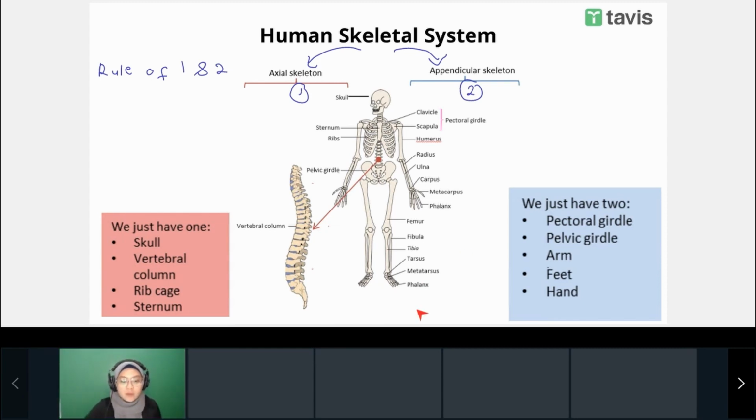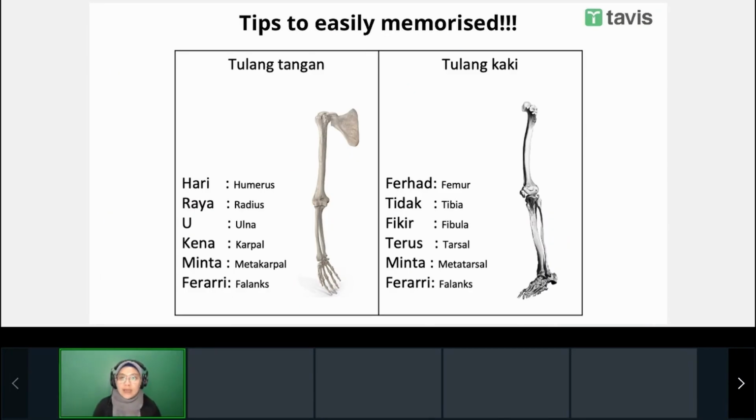Alright. Any bone that we have only one of, without a pair, belongs to axial. Any bone that comes in a pair, that we have two of, belongs to the appendicular skeleton.